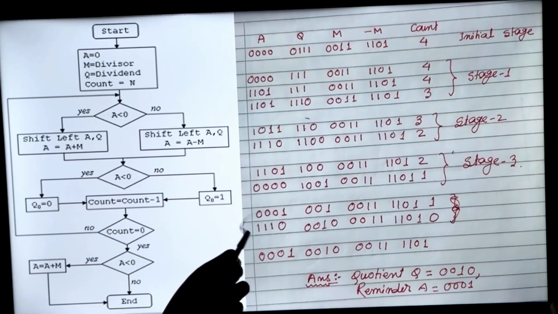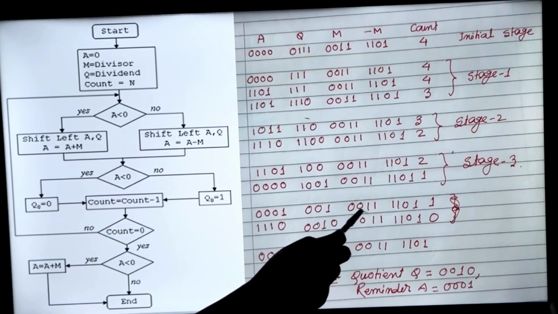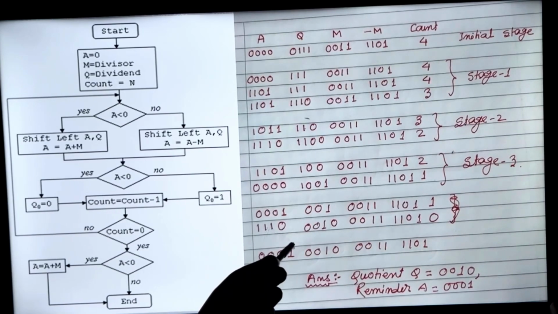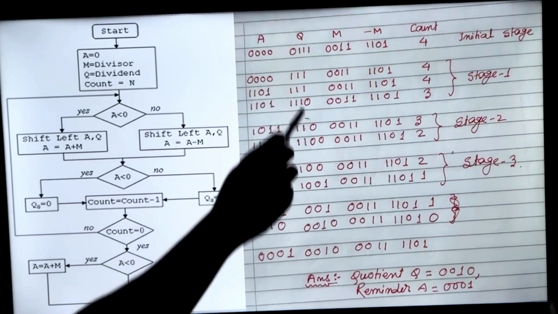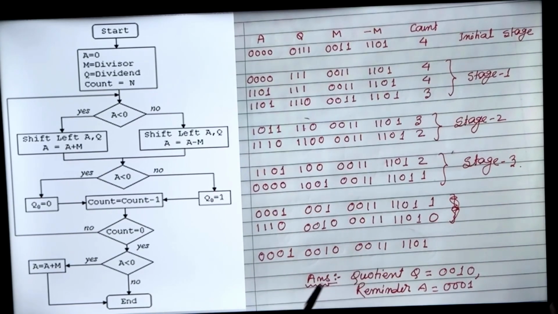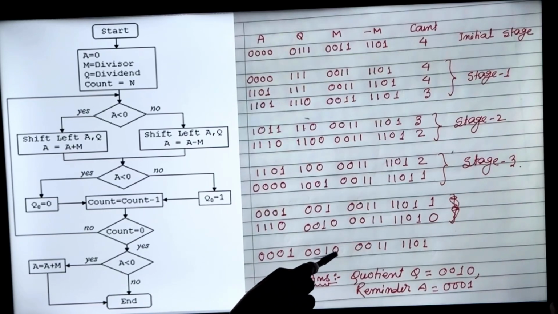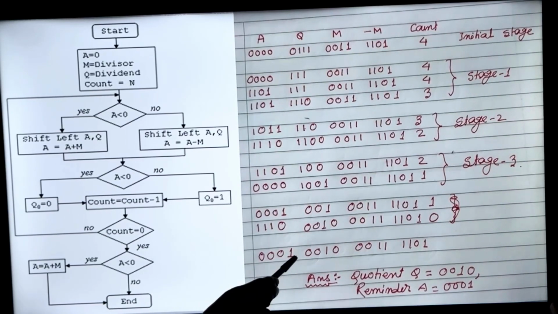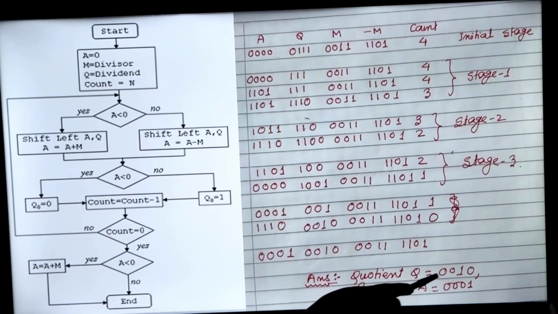So this is negative, we will perform A equals to A plus M. What is A? 1 1 1 0. What is M? 0 0 1 1. Just add these two numbers, you will get 0 0 0 1. Whatever Q you have, just put as it is, M as it is, minus M also as it is. Now what is the final result? The quotient Q is 0 0 1 0 and the remainder A is 0 0 0 1, which is 2 and 1. This is how the non-restoring algorithm works.